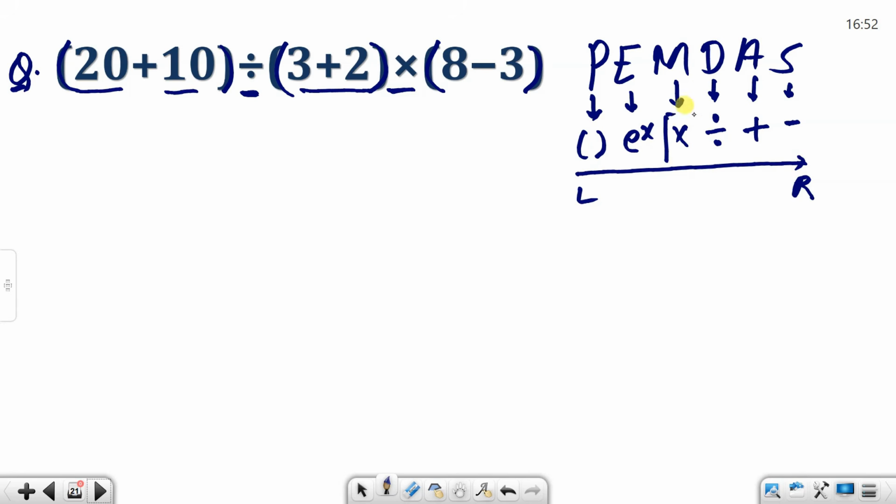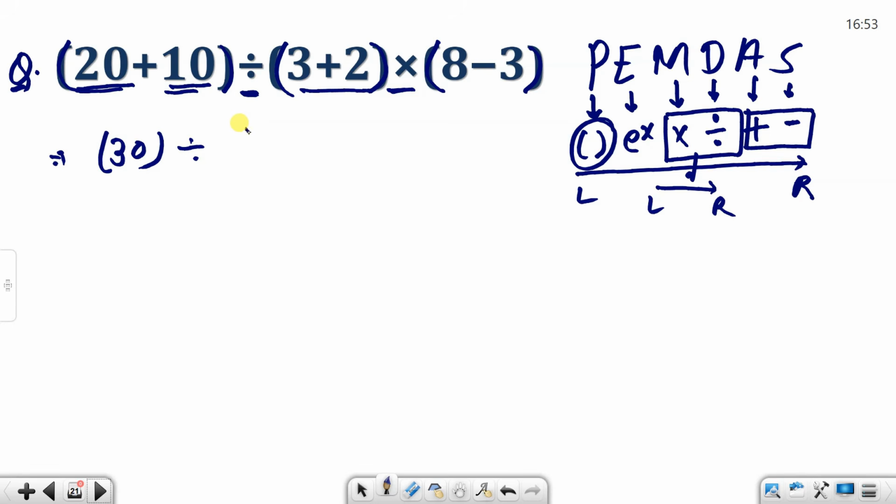Here, multiplication and division have the same priority, just like addition and subtraction also have the same priority, so we can check them from left to right as well. First, we solve the parentheses, so 20 plus 10 becomes 30.